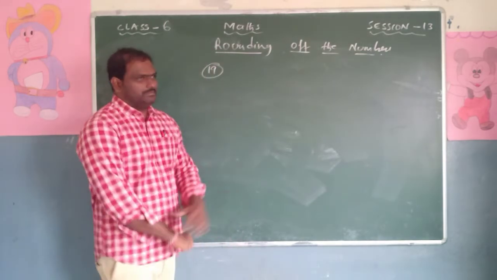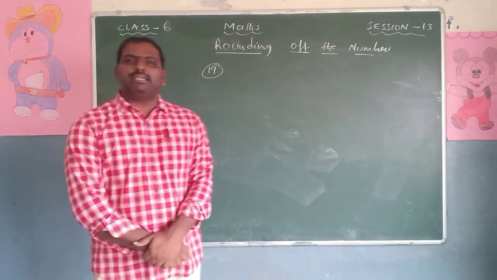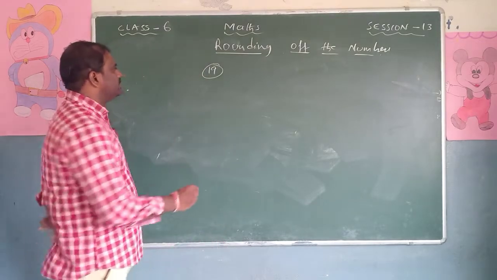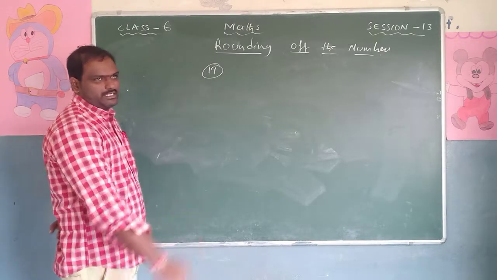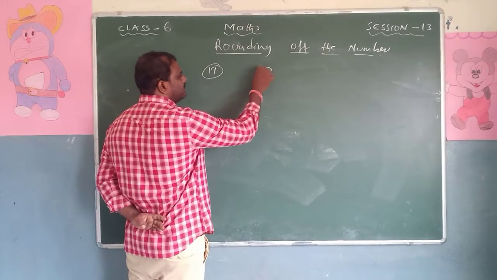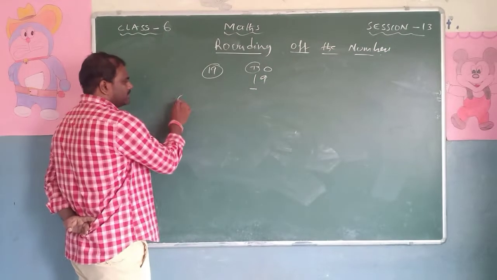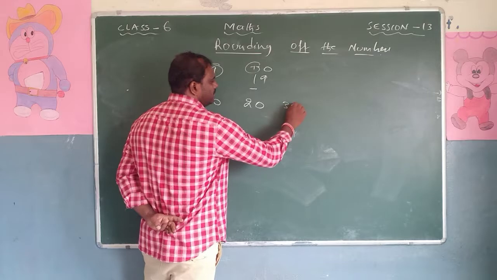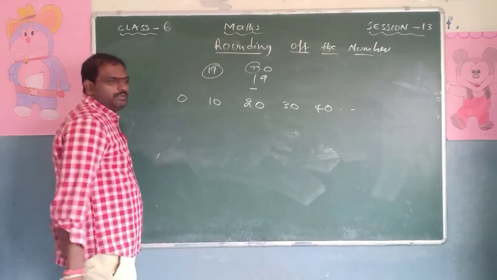So 19. First I have to round this off to the nearest tens. How to make it the nearest 10? First, we have to check how many tens are there in 19. Ones, tens. How many tens are there? 1 ten. So first is 0, then 10, then 20, 30, 40. You have to write these. So where will the 19 be?